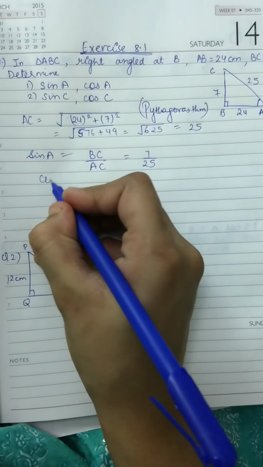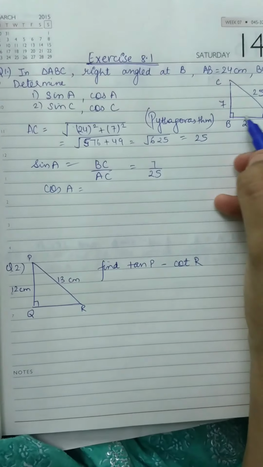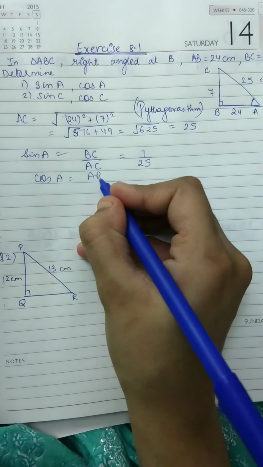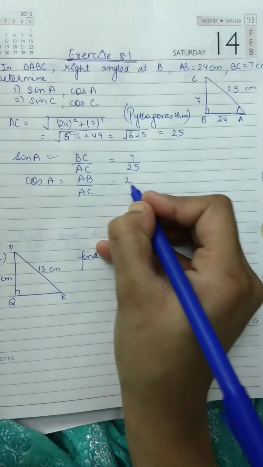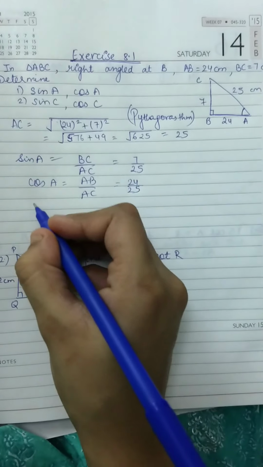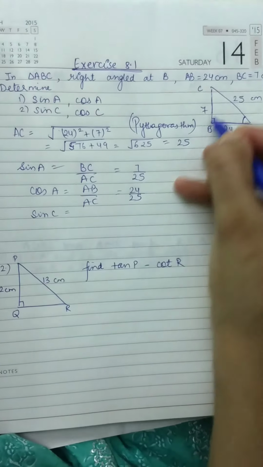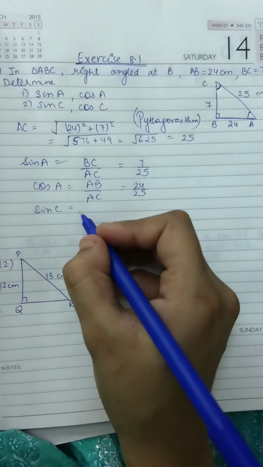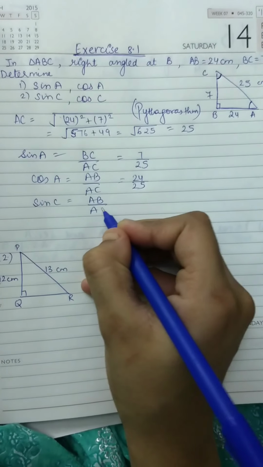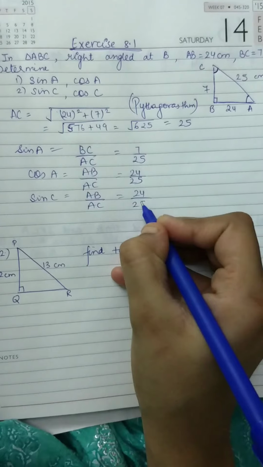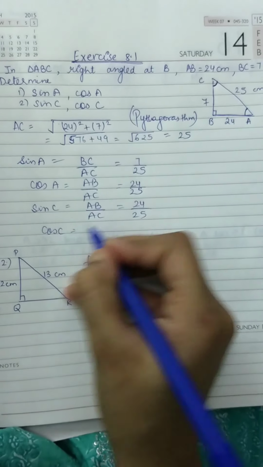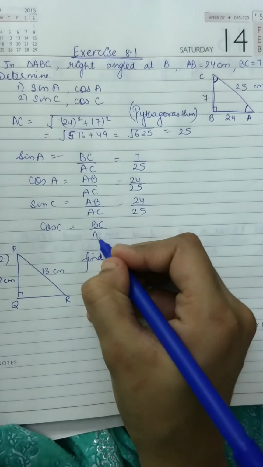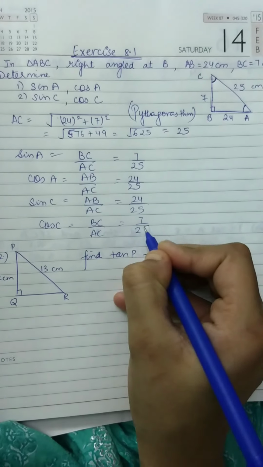And then we have to find cos A. Cos A is the side adjacent to angle A, which gives us AB upon AC. So that gives us 24 upon 25. Sin C. Sin C here is this. So side opposite to angle C is AB upon AC, which is 24 upon 25. And cos C. Cos C is side adjacent to angle C. So BC upon AC is 7 upon 25.